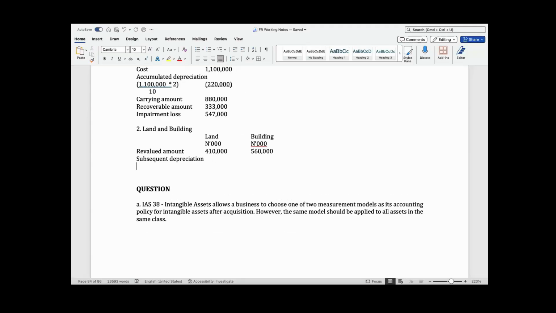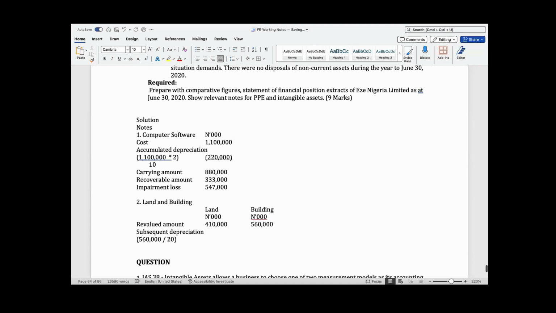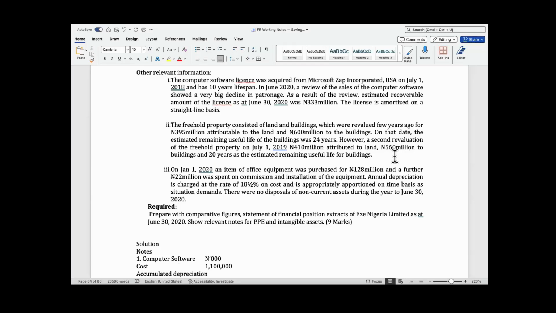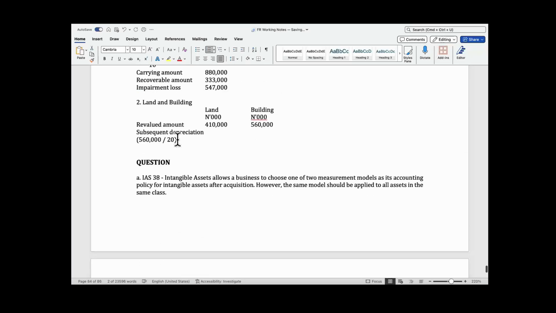So for land, we don't depreciate, it's definitely zero. But for building, we're told that the remaining life is 20. Yes, it's 20. 20 years remaining life. So how much is this?